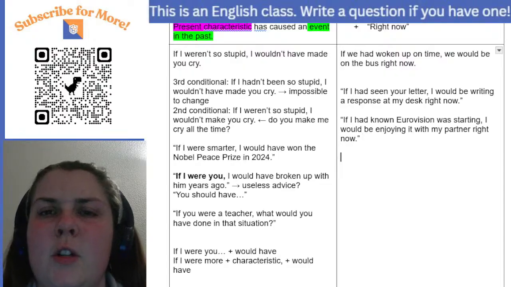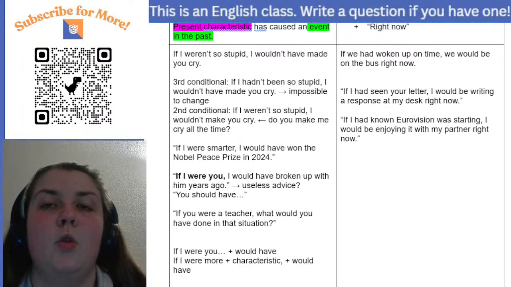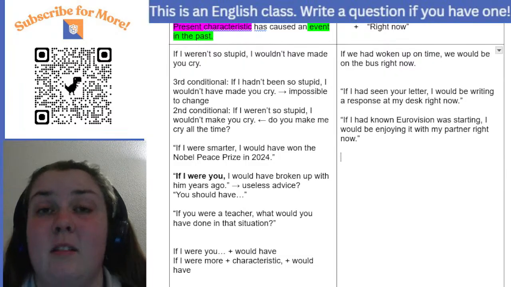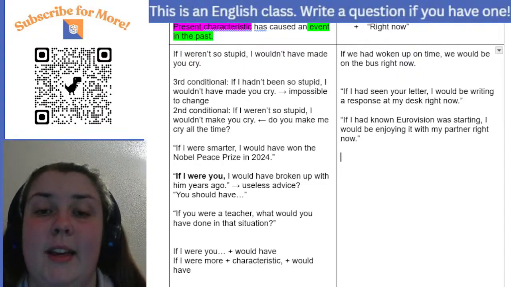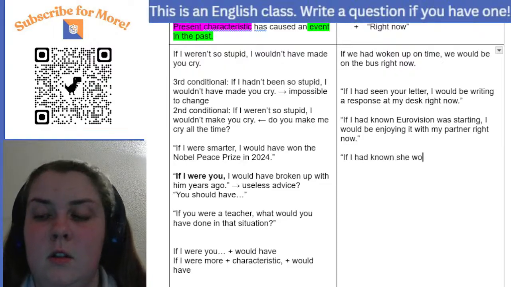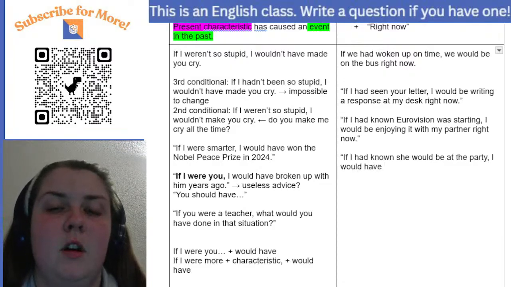I don't know if you've noticed as well that even though this is the second conditional, it's more common to see it with would be and a gerund, so a verb with ing at the end. You can use just the second conditional and say would with a verb, but normally that verb is something stative. So, like have, for instance, it might be, if I had known she would be at the party, I would have... no, that's a really bad example. I would be upset.